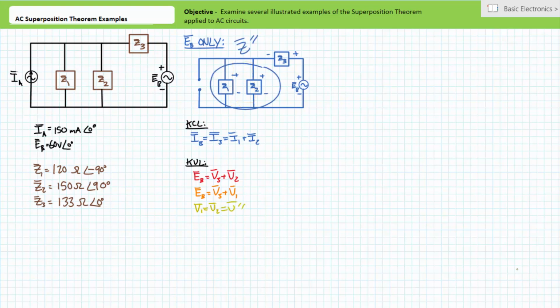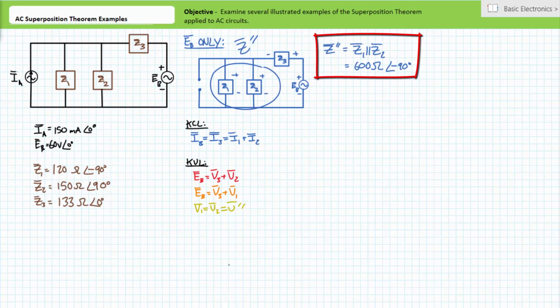These analyses imply that impedance elements Z1 and Z2 are in parallel with one another, a simplification I'm calling Z double prime, where Z double prime has a value of 600 ohms at an angle of negative 90 degrees. Impedance element Z3 and combined impedance Z double prime are in series with one another. This is a perfect setup for the voltage divider rule.